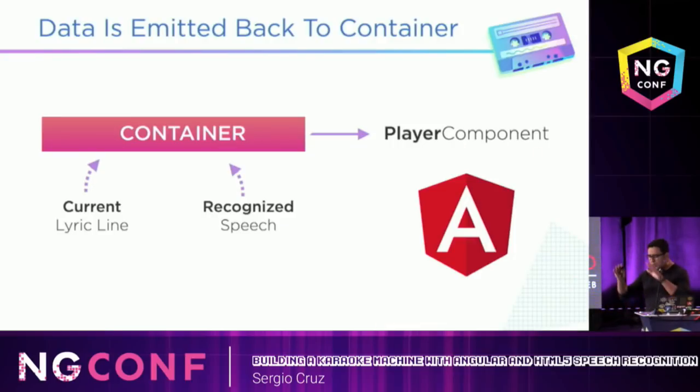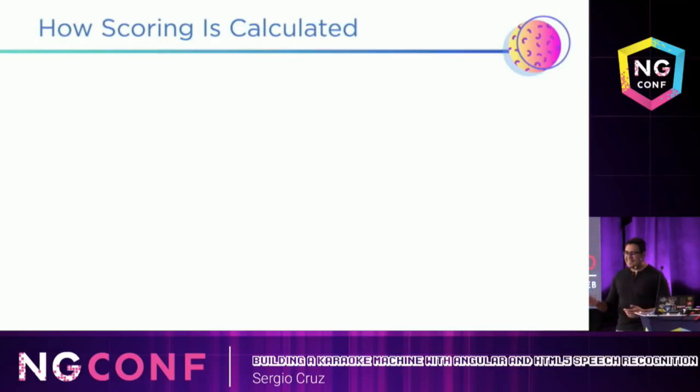Okay, so quick review. We had that container. We have data from lyrics and audio going into it. So now we know what the current line is, or at least the last few lines. It was all called in there. We also know what the latest things that you said out loud. The container can take that data and do cool things with it. And that's how we kind of get into scoring. That's how the score is actually calculated.